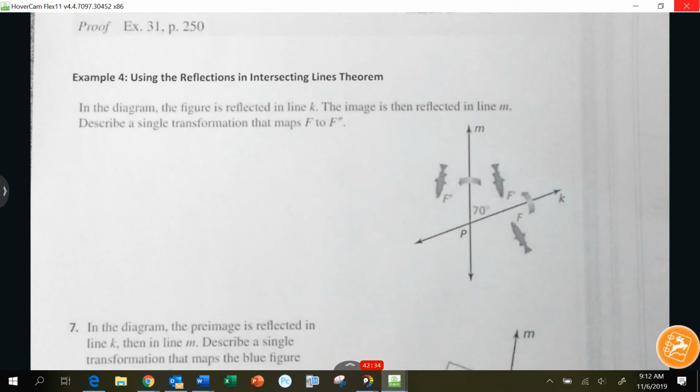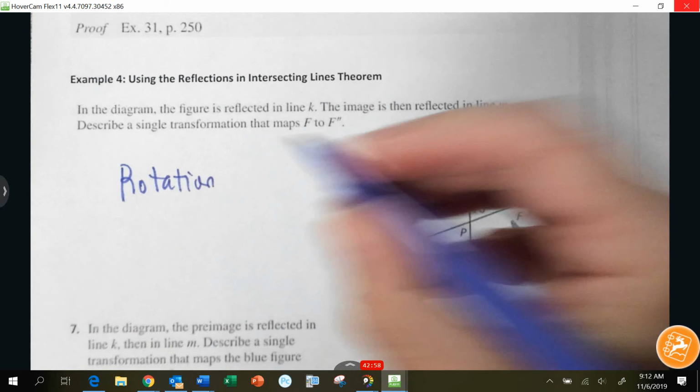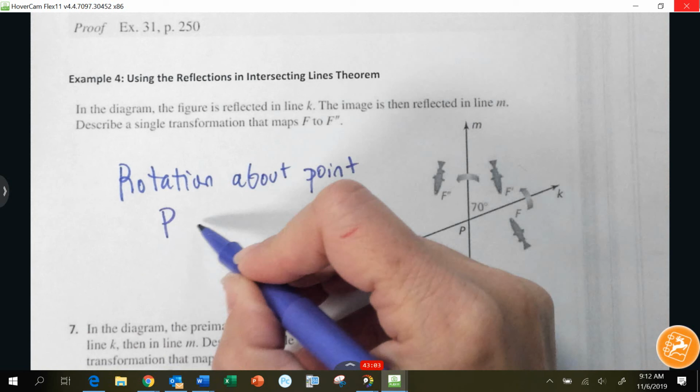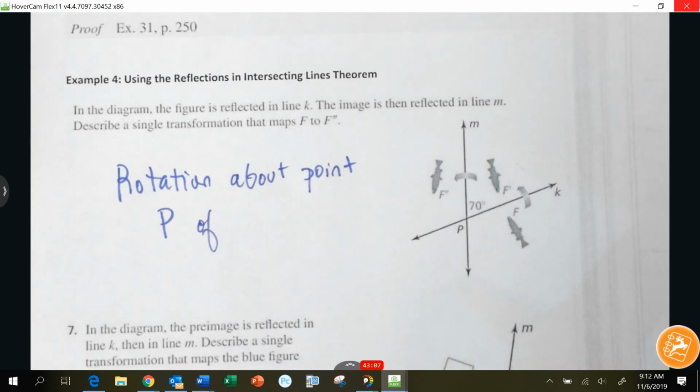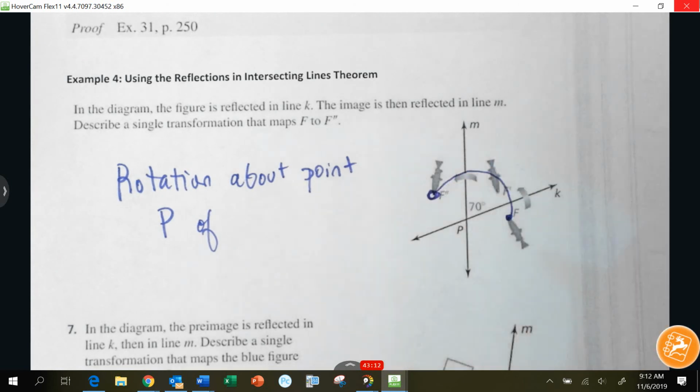Using the reflections in intersecting lines theorem, in the diagram, the figure is reflected in line K. Then the image is then reflected in line M. Describe a single transformation that maps F to F double prime. So it's going to be a rotation about point P of how many degrees? From point F all the way around to point F double prime. How many degrees is that going to be? Use your theorem.